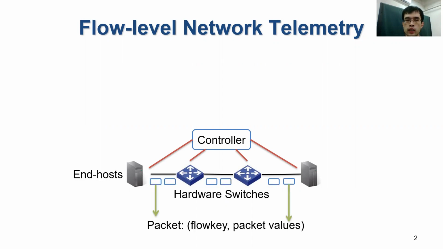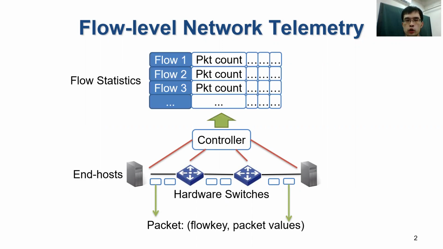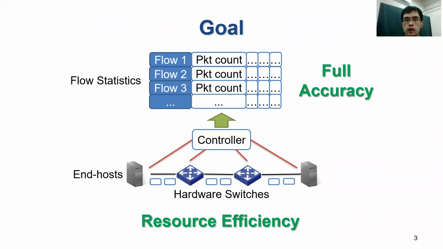For each packet in the network, we abstract it as a key value pair. The key identifies the flow this packet belongs to, and the values indicate the information carried by this packet. The goal of flow level monitoring is to group packets into flows based on the flow keys and compute various statistics such as packet count, byte count, and so on.